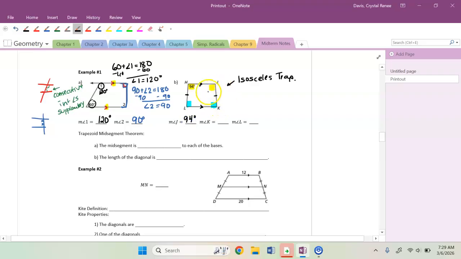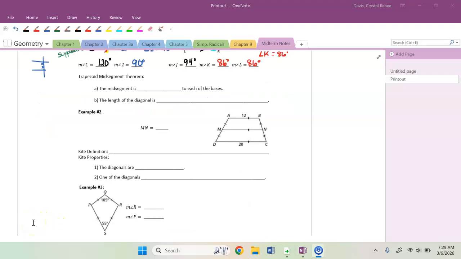Now to find one of these blue angles, I do the same thing as I did in A over here. I know these two angles are consecutive interior and they have to be supplementary. So I can say 94 plus angle K has to equal 180, minus 94 on both sides. If I put that into my calculator, angle K has to be 86 degrees. And if angle K is 86 degrees, angle L is congruent to that, so it is also 86 degrees.